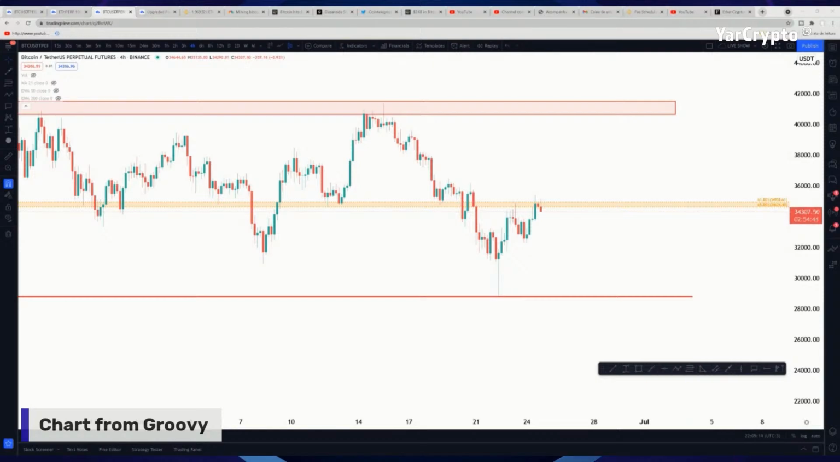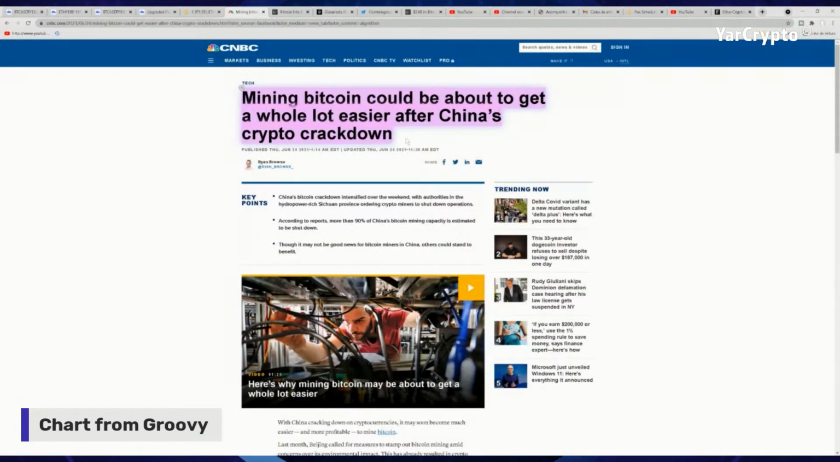But the bright side is that around 50% of the mining that happens in China is sourcing renewable energy. China apparently doesn't have that much of a problem with Bitcoin being mined using renewables. And guys, we know that 65% of the entire Bitcoin mining network is in China. China makes up 65% of the entire mining network.